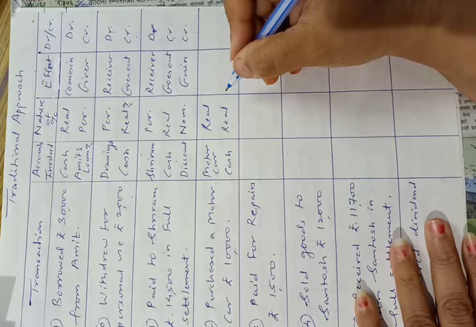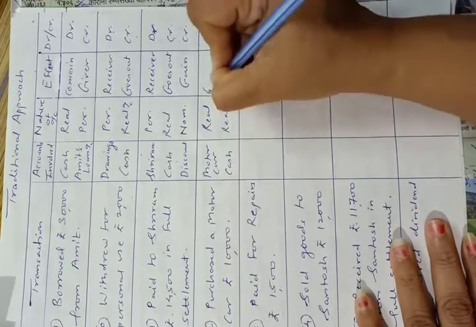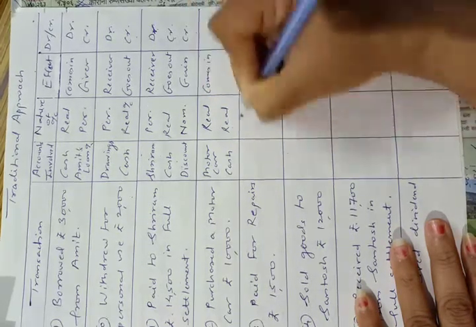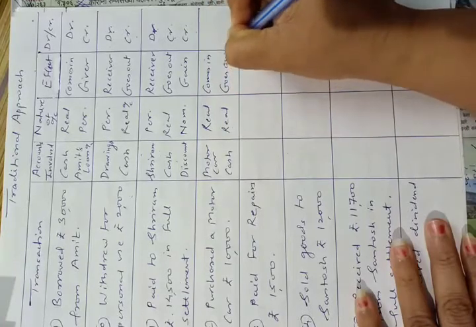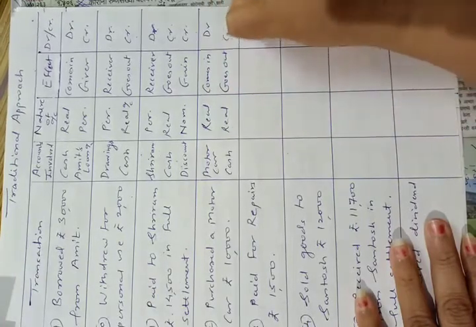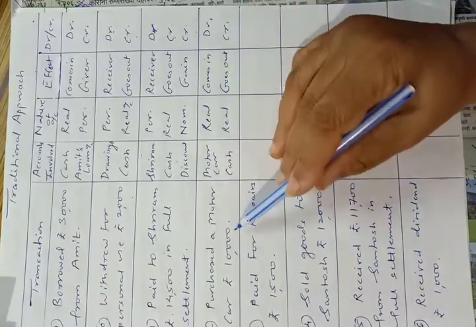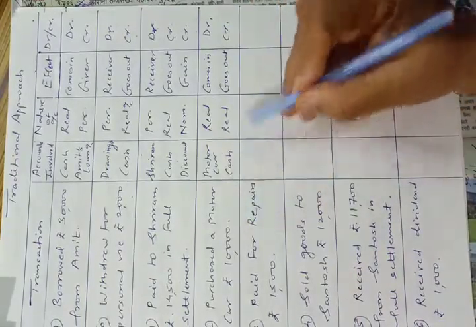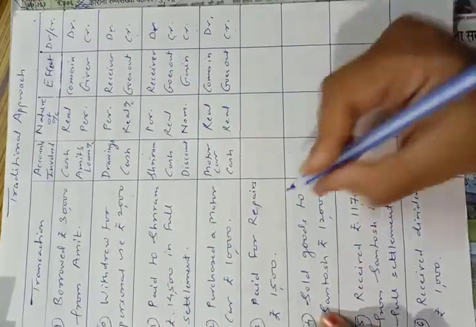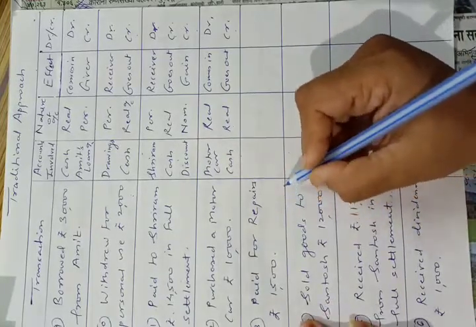Here motor car comes in because we are purchasing a motor car, and cash goes out. So debit what comes in, credit what goes out. Here motor car account will be debited by rupees 10,000 and cash account will be credited by rupees 10,000. Okay, now next transaction, paid for repairs rupees 1,500.